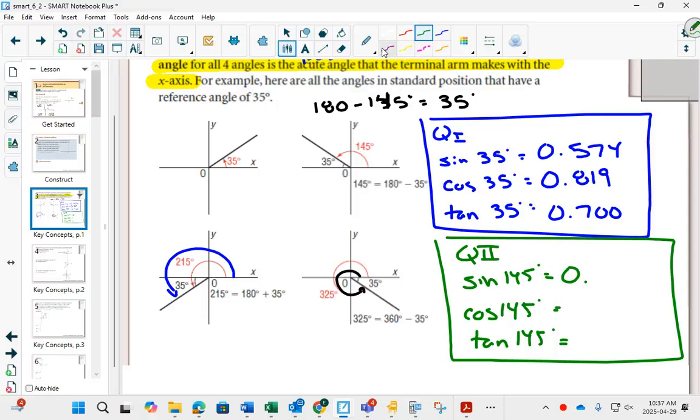Okay, what did you get for the first one? 0.574. Interesting. Cos? Anybody get that one? Negative 0.819. And tan? Negative 0.700. It's weird, okay? Good. At least acknowledge that it's weird.